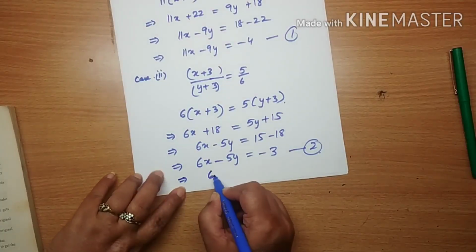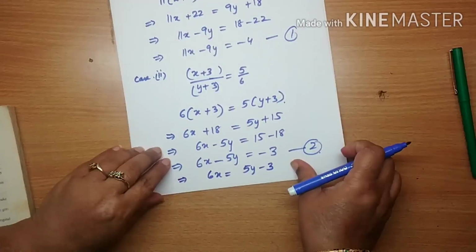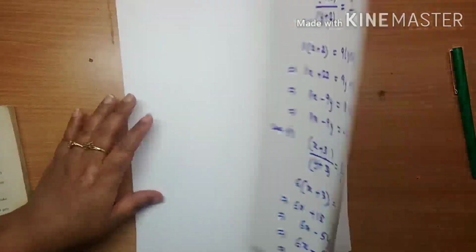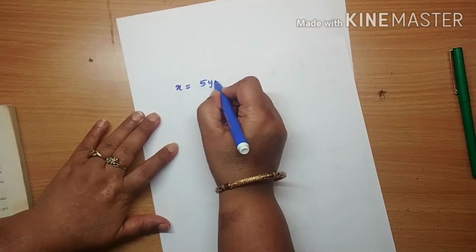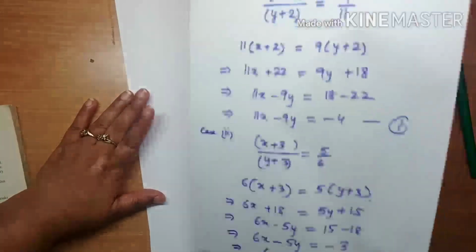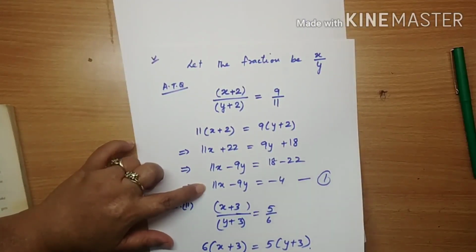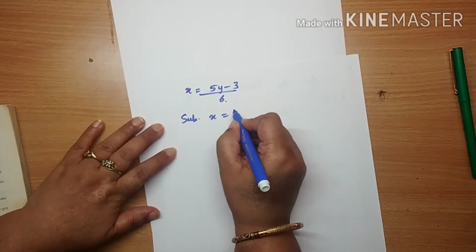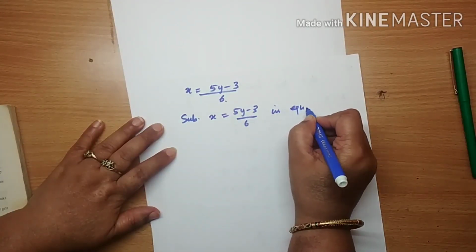So I get 6x is equal to 5y minus 3. So we get x is equal to (5y minus 3) upon 6. This is x. Now substituting x in equation 1, which is 11x minus 9y equal to minus 4. So substituting x equal to (5y minus 3) by 6 in equation 1.